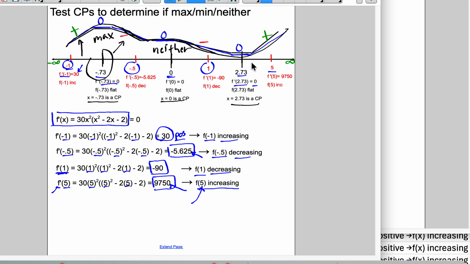Look at what's happening around the last critical point. I go from decreasing, flat, to increasing. That tells me that I have a min at this x value. Let's take a look at Excel.